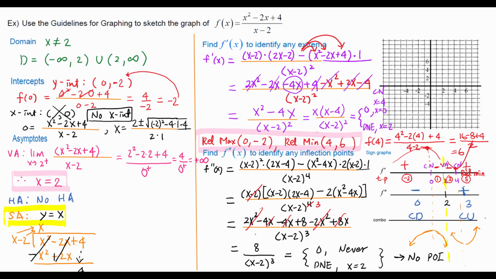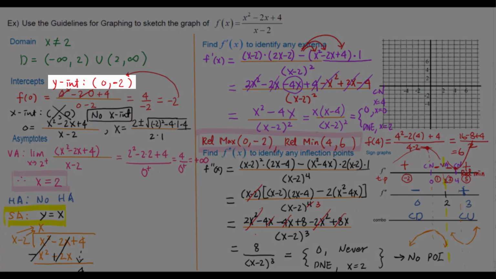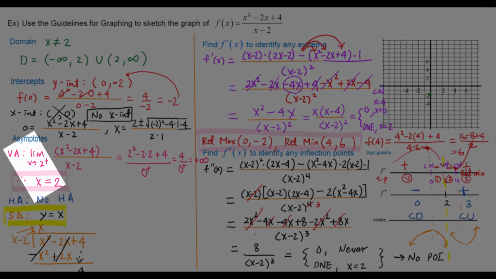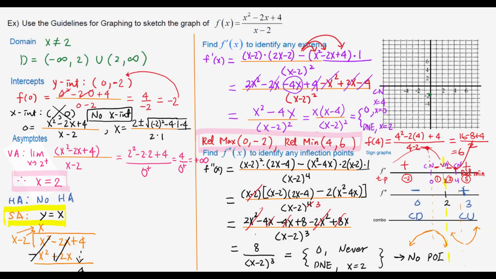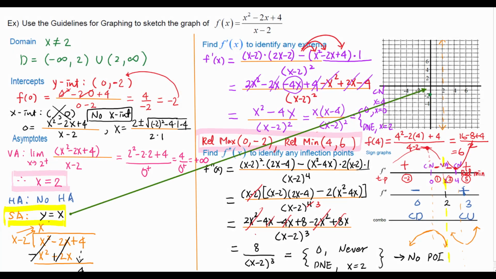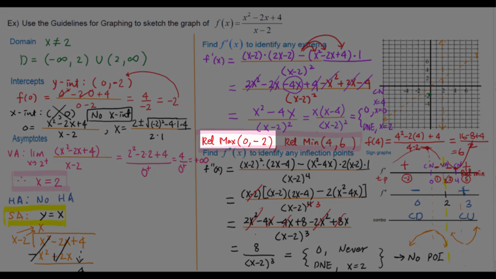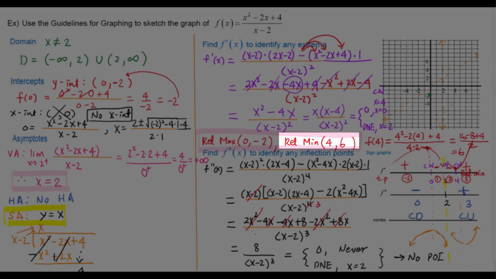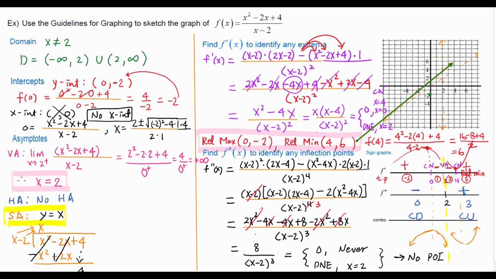So let's put all this information together to graph this original function f of x equals quantity x squared minus 2x plus 4 over quantity x minus 2. My y-intercept is 0, negative 2. I have a vertical asymptote, which is x equals 2. I have a slant asymptote, which is y equals x. My relative maximum is my y-intercept, which is 0, negative 2. The relative minimum was 4, 6, which is right here.